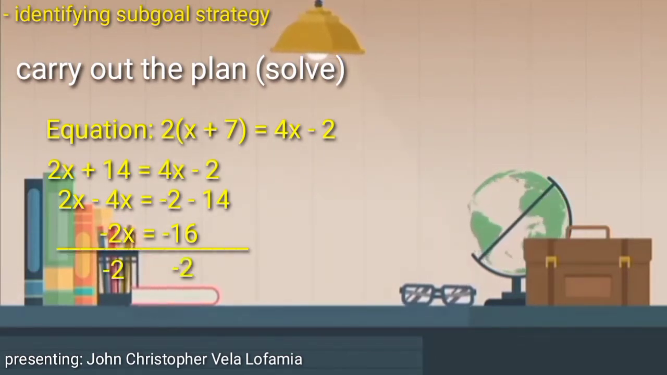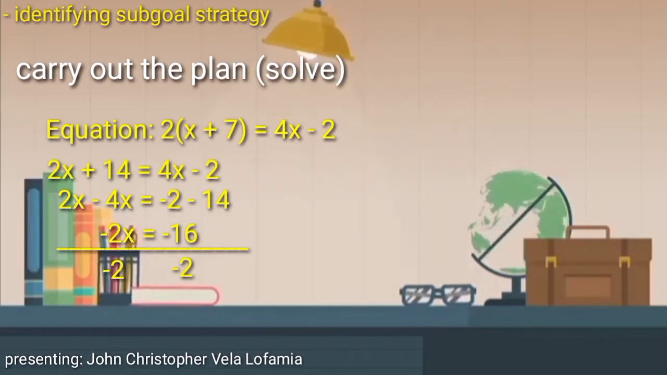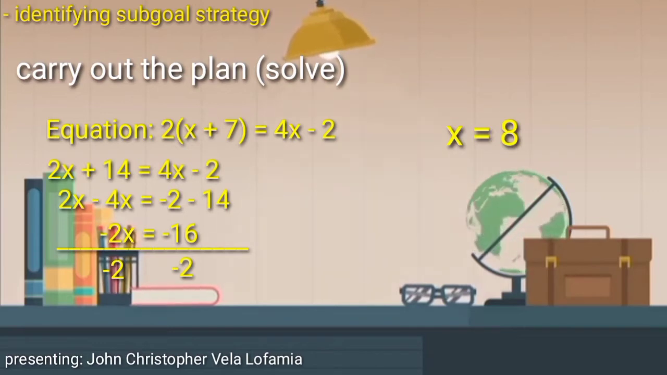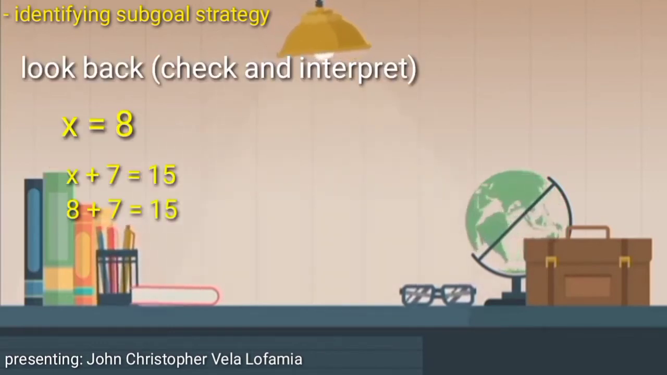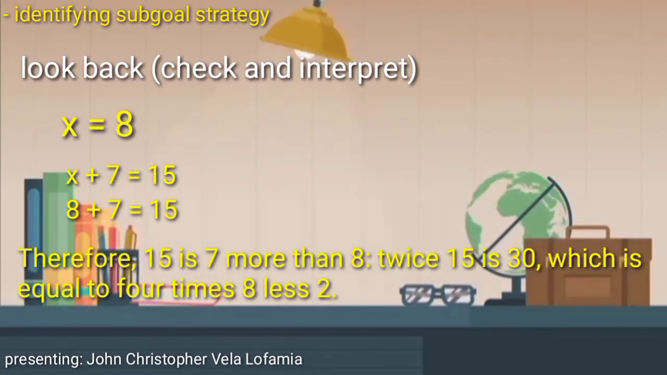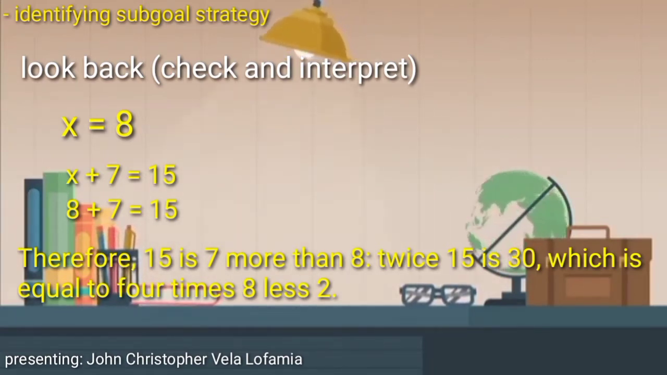And we're going to divide both sides by negative 2, and the answer that we will get will be x is equal to 8. So our unknown number, which is 8 plus 7, is equal to 15. Therefore, 15 is 7 more than 8. Twice 15 is 30, which is equal to 4 times 8 less 2.